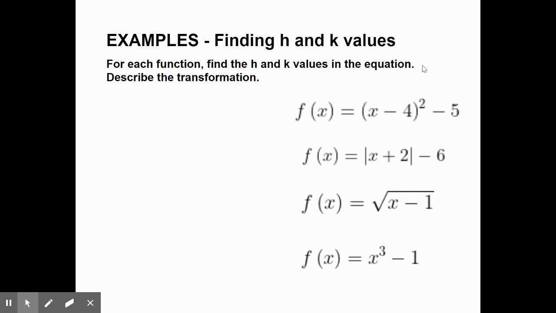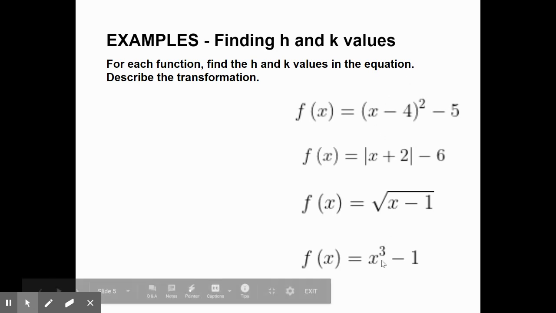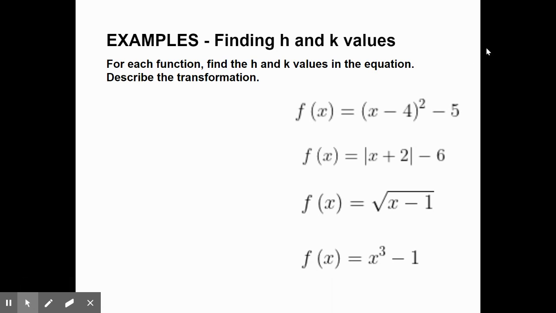Here's some examples of finding H and K values. Okay? So notice, I want you to pause the video here and take a look at these functions and see if you could determine which number is H, which number is K, and describe which way it will translate. So pause here, and then I will reveal the answers.